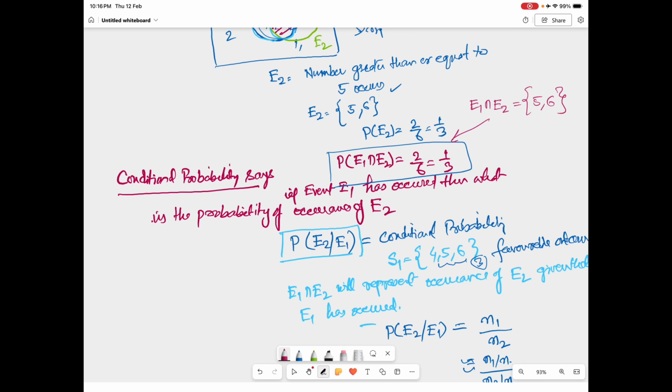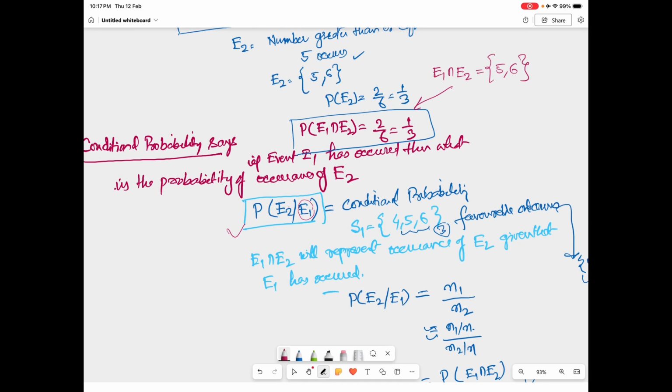Now we come to conditional probability. What does it say? Conditional probability is defined as P, where we write it as E2 given E1. That is, the event E1 has occurred. Then what is the probability of occurrence of E2? This is called conditional probability. It means one event has occurred, then what is the probability of occurrence of the other event?